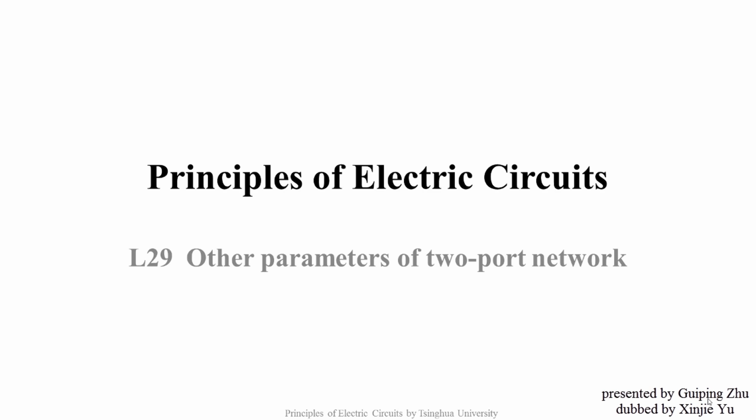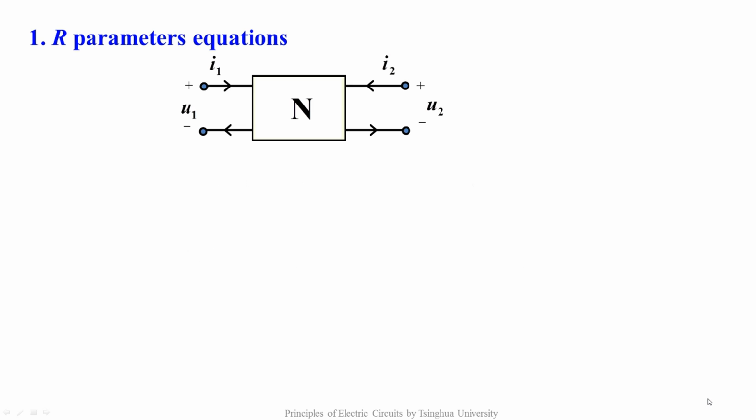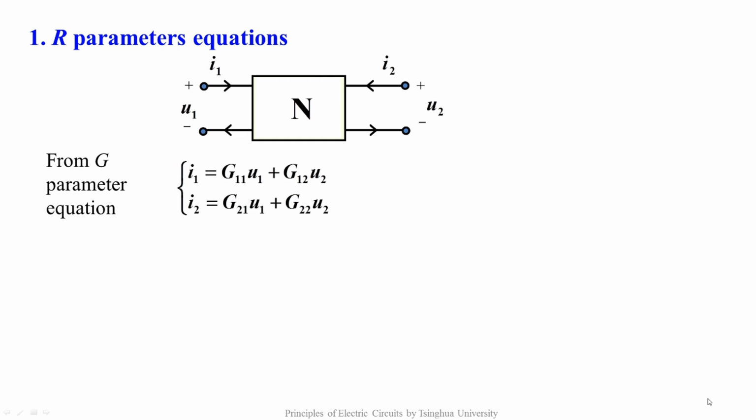Now we introduce other parameters of the two-port network. The first is the R parameters, that is the resistance parameters. The R parameters mean using the port currents I1 and I2 to describe the port voltages U1 and U2. The G parameters equations use U1 and U2 to describe I1 and I2.